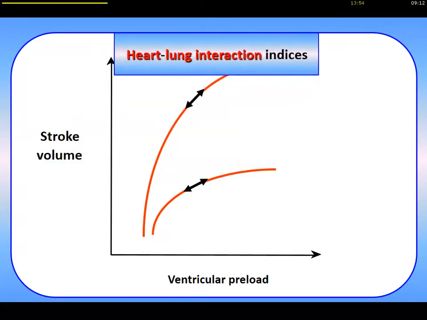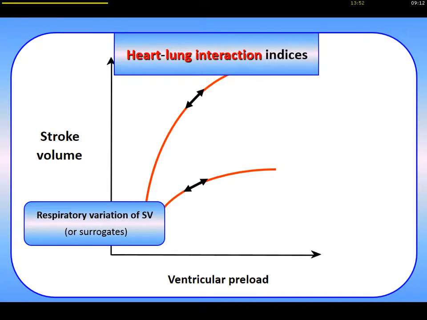What about heart-lung interaction indices? We have now many categories of these heart-lung interaction indices. The first one, the most popular, is to use the respiratory variation of stroke volume or surrogates such as pulse pressure, for example, because pulse pressure reflects stroke volume. But for this, we need mechanical ventilation. We need patients receiving mechanical ventilation and well adapted to their ventilator.